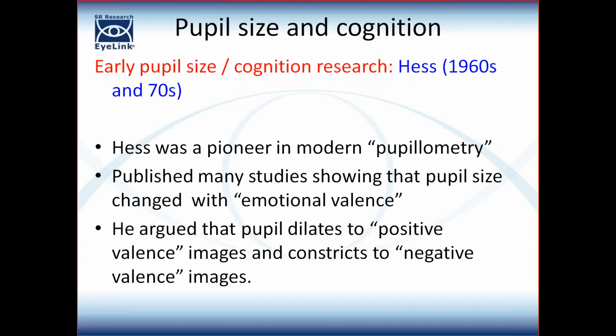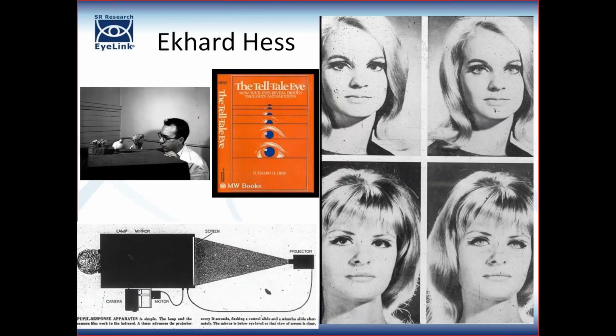There's a whole huge literature out there that's not just recent on pupillometry, and it was started, or pioneered, I guess, by a person called Hess, who's a fascinating person, and I'd love to do a whole webinar on him at some point. But he published many, many studies showing that pupil size essentially changed with emotional valence, your emotional state. His central argument was that the pupil dilates in positive emotional states and constricts in negative emotional states. As we'll see, this was probably not true.